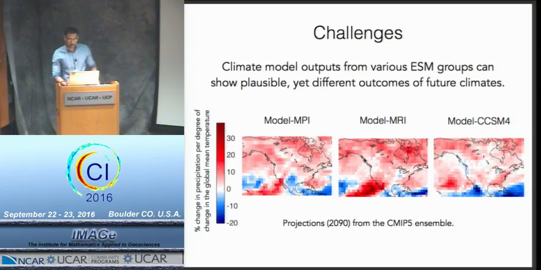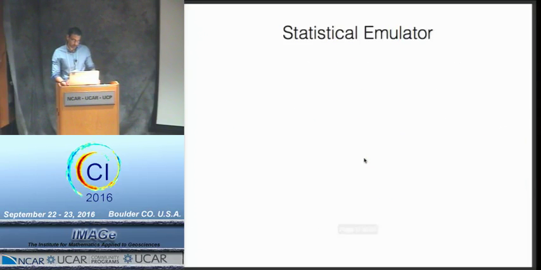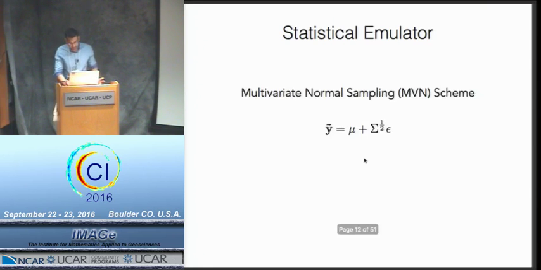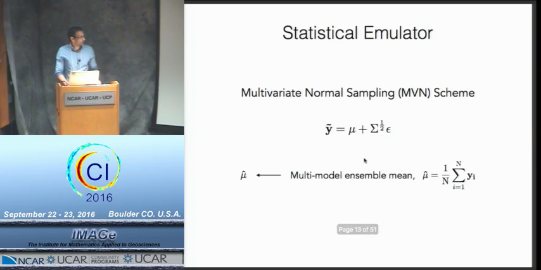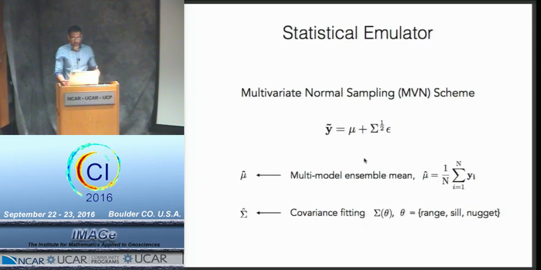But because we have this ensemble of climate model outputs, we can think about how to find this distribution, which will give us a new realization rather quickly. One of the ways to think about it is using the multivariate normal sampling scheme, with the mean being the ensemble mean, and the covariance that one can find by fitting the geospatial parameters of the range, sill, and nugget.